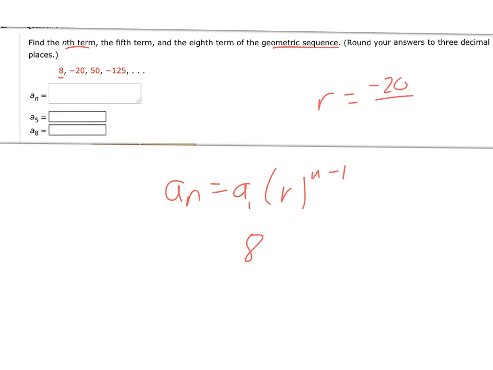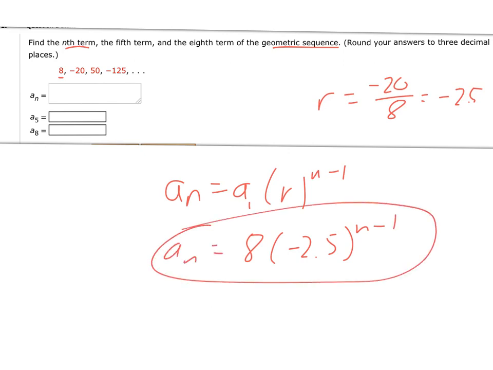So I'm going to do negative 20 divided by 8. And so that'll be negative 2.5. So that'll be times negative 2.5 to the power of n minus 1. So that would go in my first box there.